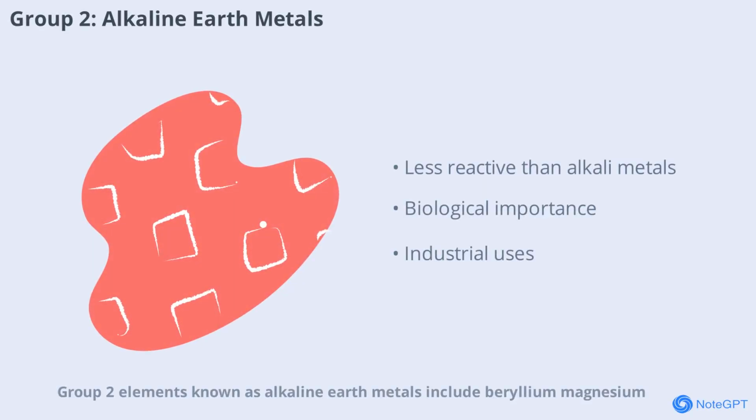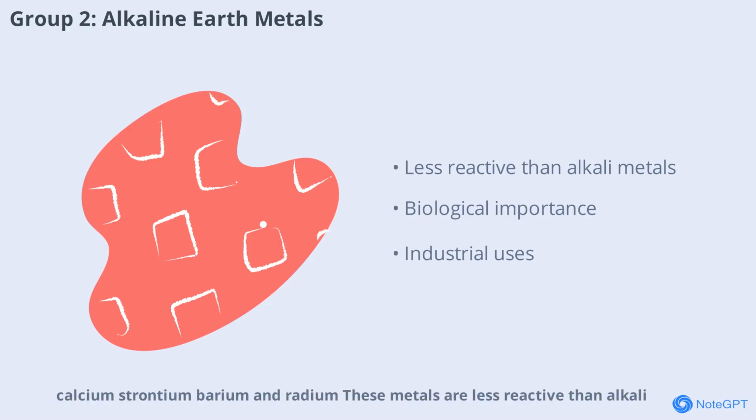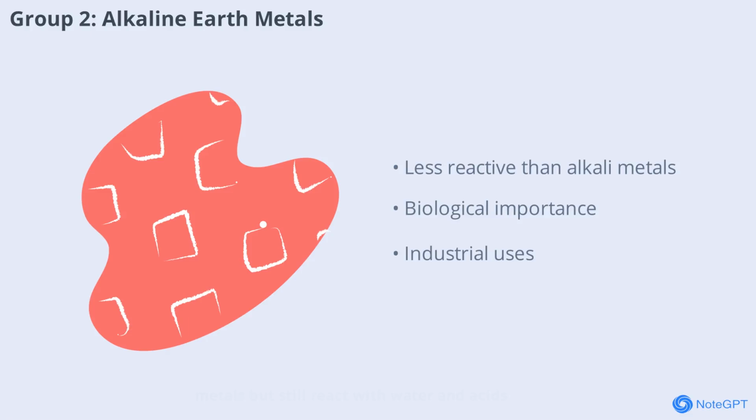Group 2 elements known as alkaline earth metals include beryllium, magnesium, calcium, strontium, barium, and radium. These metals are less reactive than alkali metals but still react with water and acids. They are important for biological functions such as calcium in bones and have various industrial applications. Understanding their properties and reactions is key for mastering S-block chemistry.